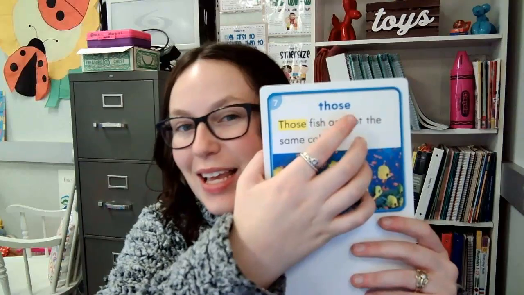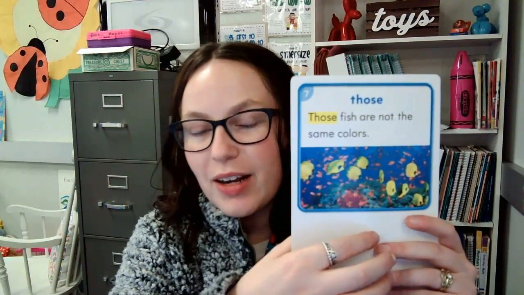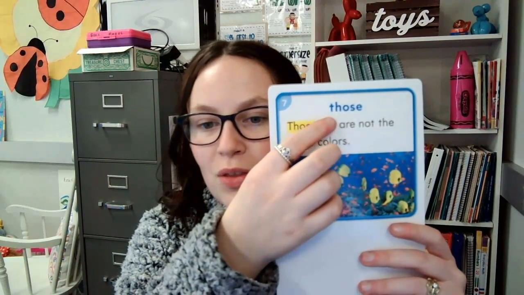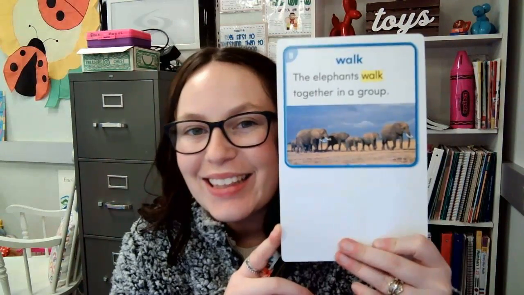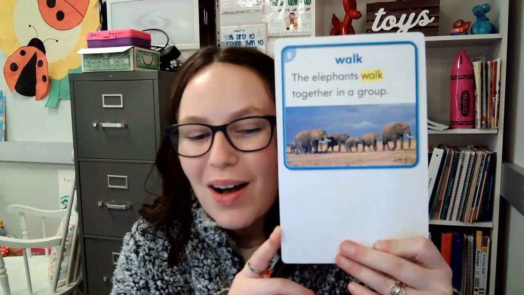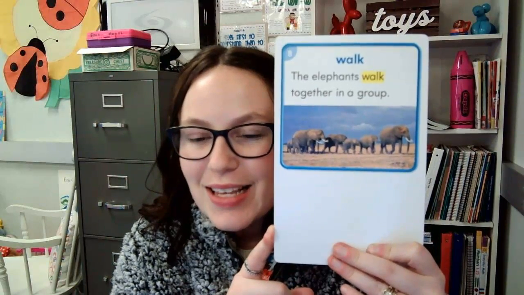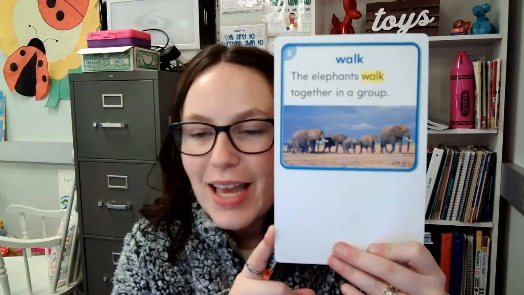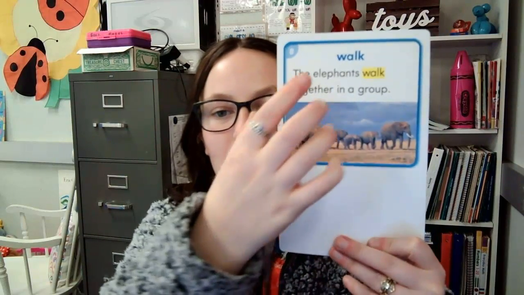Those. The E is silent, so we do not hear it. We just hear those. And last we have the word walk. Our sentence says, the elephants walk together in a group. Walk. The A in the word walk makes the ah sound. So we hear walk.